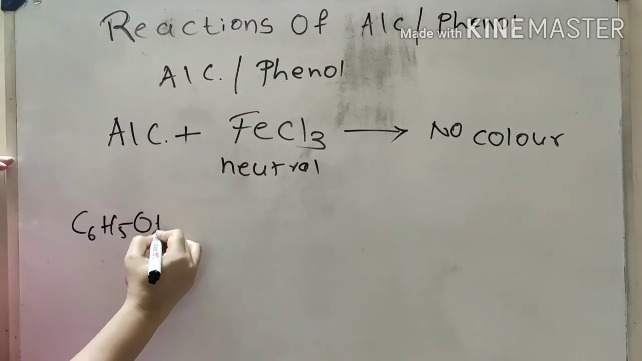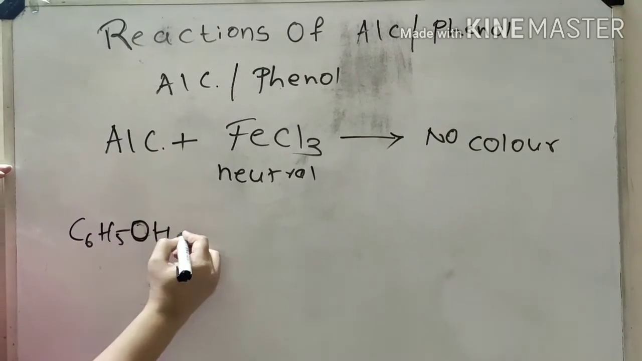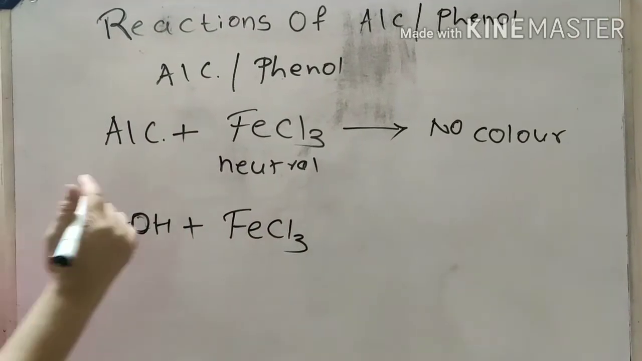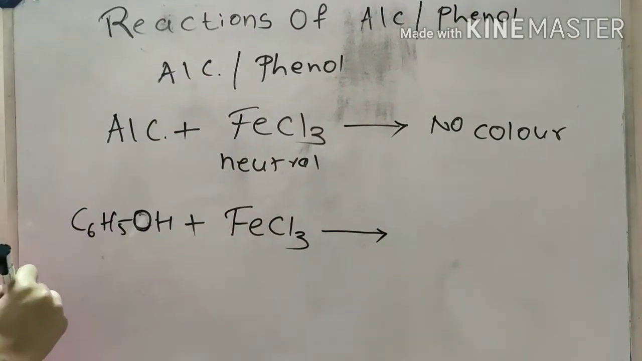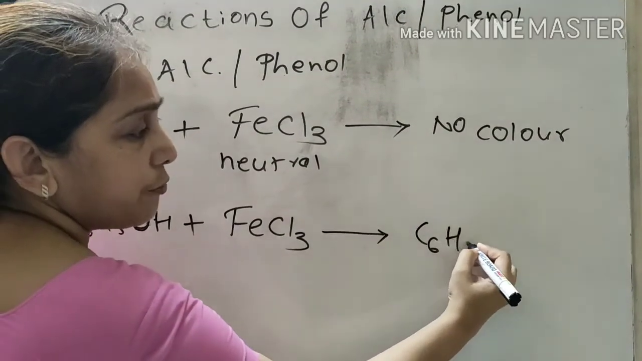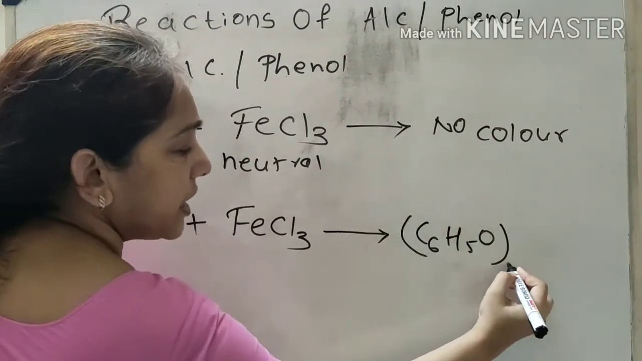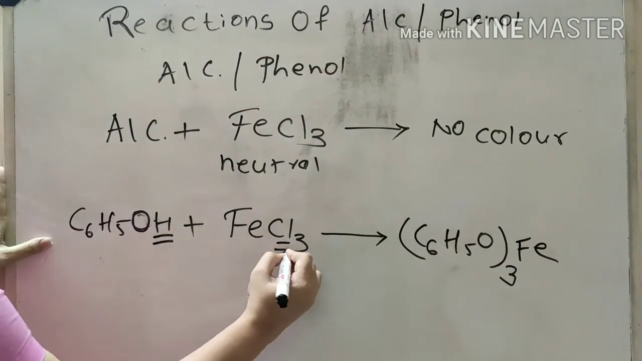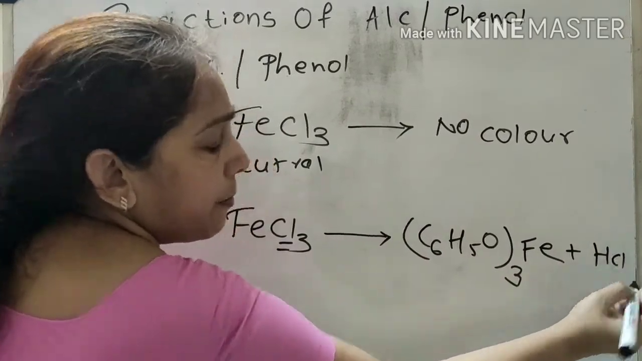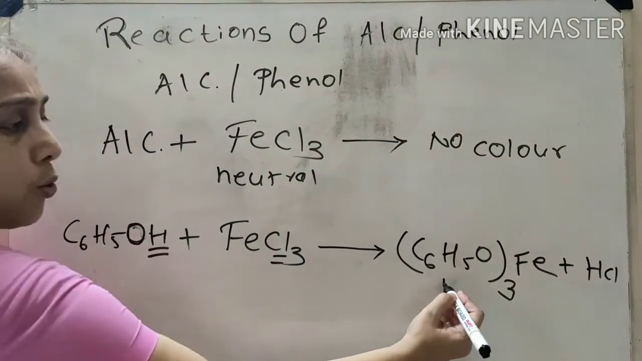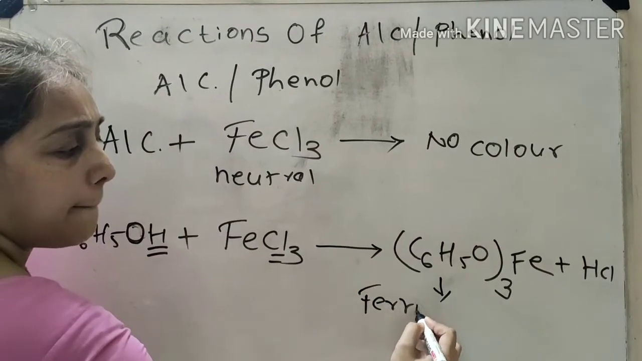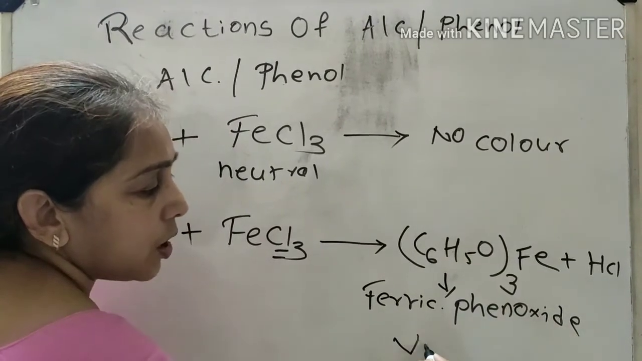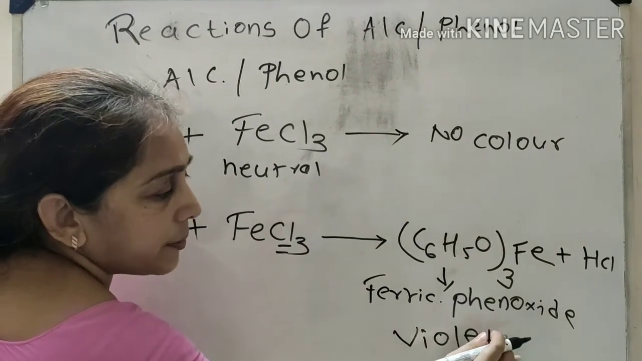But if phenol, suppose I write the molecular formula C6H5OH, when it reacts with FeCl3, ferric chloride, then it gives (C6H5O)3Fe. This hydrogen combines with the chlorine and HCl is the byproduct. So this is known as ferric phenoxide, which is violet in color.